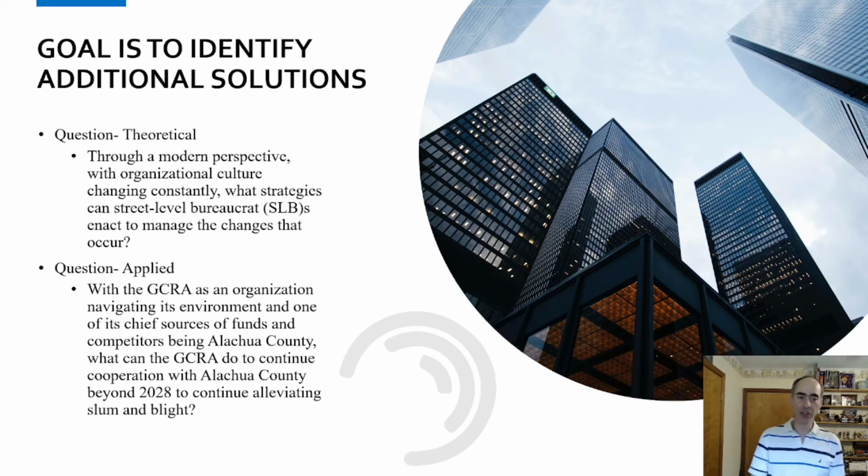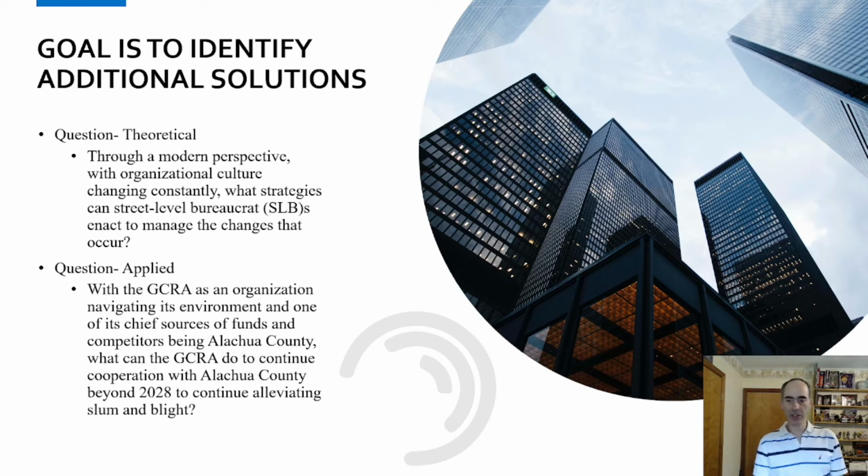The applied question is, with the GCRA as an organization navigating its environment, one of its chief sources of funds and competitors being Alachua County, what can the GCRA do to continue cooperation with Alachua County beyond 2028 to continue alleviating slum and blight? So the analysis of the theoretical question is necessary because the SLB may remain the only constant in an organization with changing leadership.